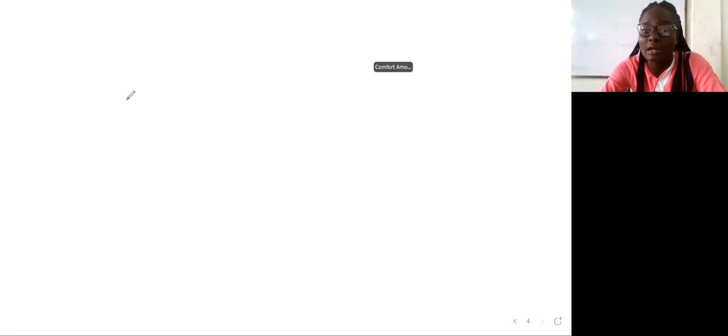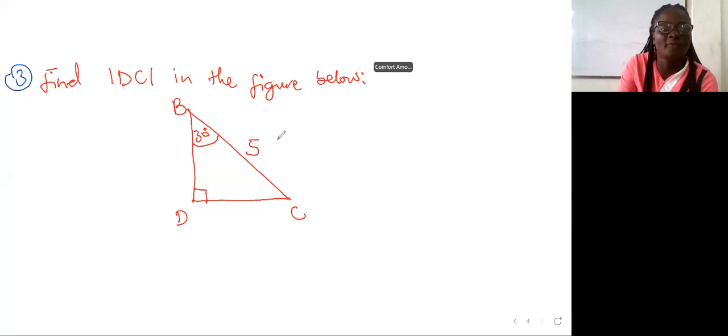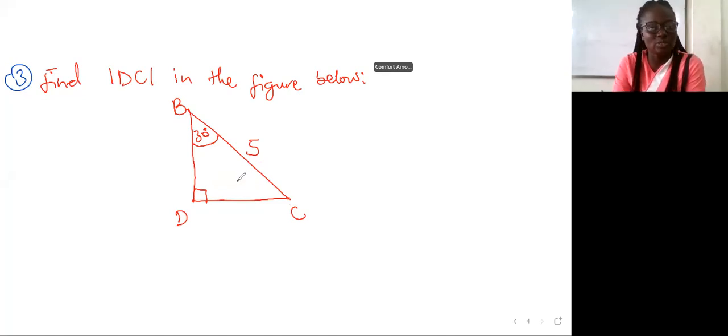Okay. Now this is how to find the angle. Now we are going to see how to find the length using trigonometry. Okay, so find line DC in the figure below. So how do you find line DC? With this one, if you have an angle known and a side, you can find the other side. So since we know one angle and one side, which of the trig ratios can we apply over here?